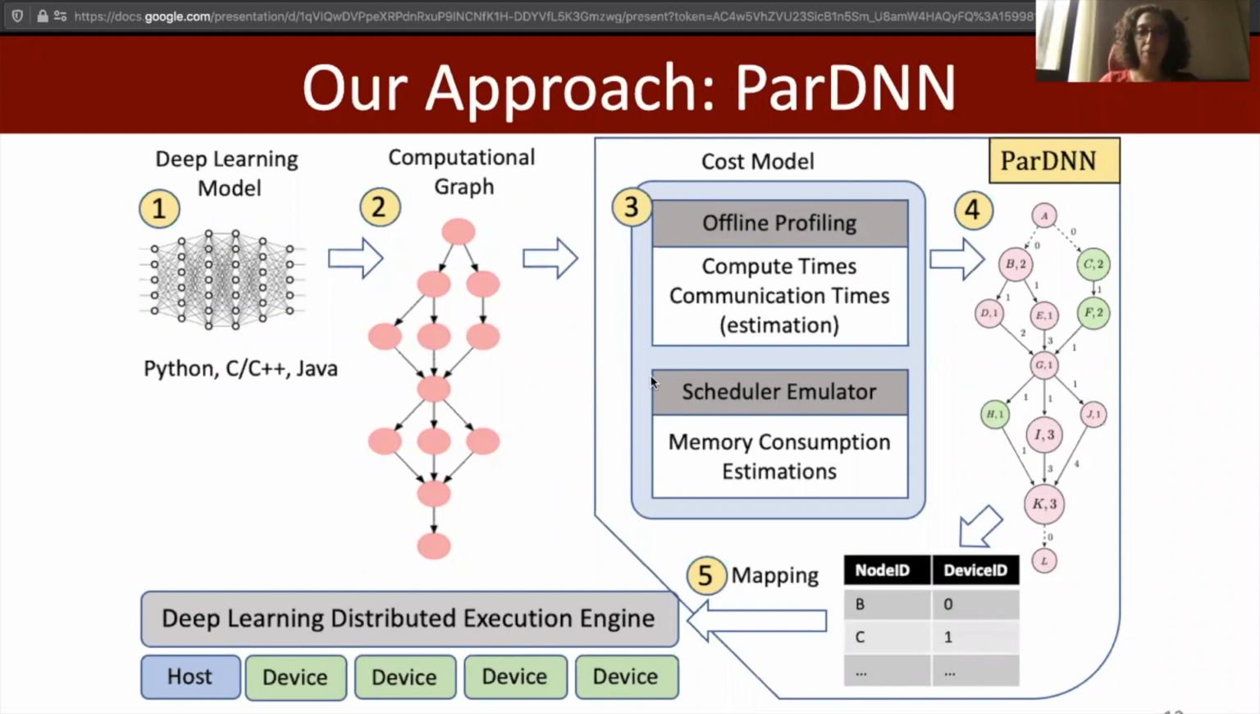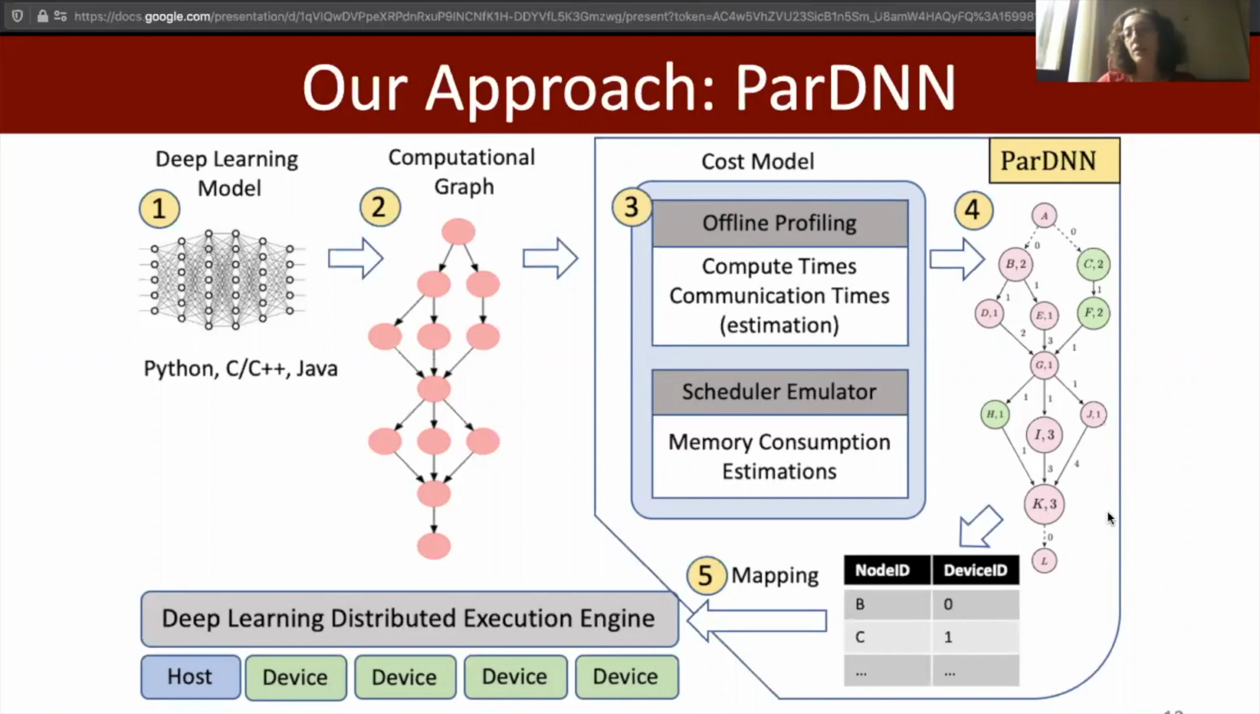So basically, in our approach, we take the deep learning model, and we create a computational graph with the help of the deep learning framework, and here we use TensorFlow. After we get this graph, we need to annotate it with costs. Each node needs to have its compute time, and edges need to have communication times. We also need to know the memory consumption at each node at time t. So this will output an annotated graph with cost.